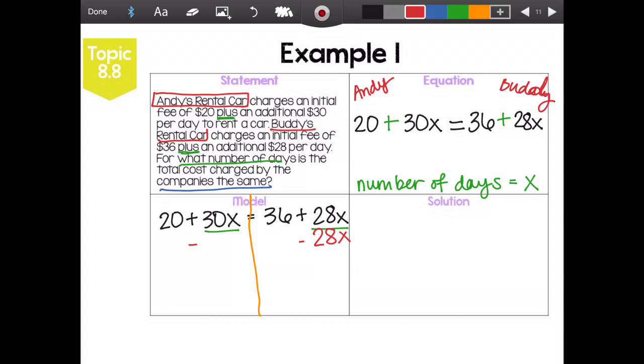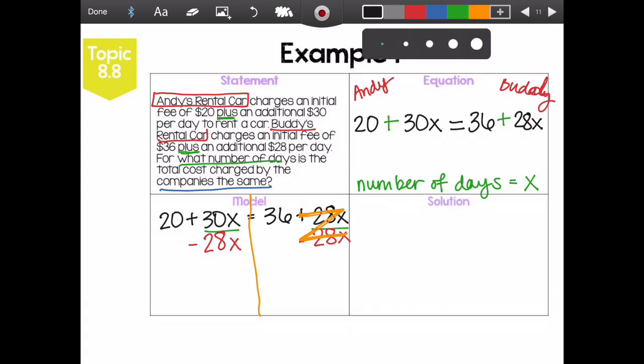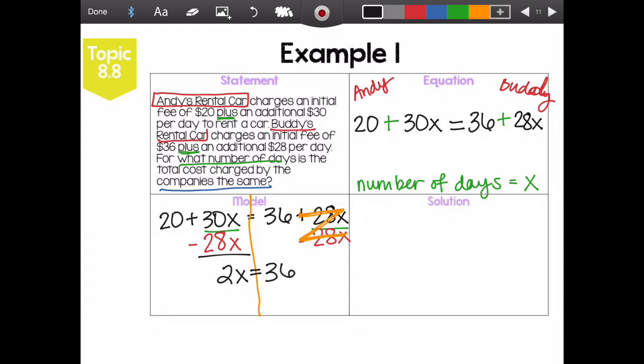So here, if I do that to the right, I also have to do it to the left. Again, this becomes 0 pairs. That positive 28 and negative 28 cancel each other out, 0 pairs. And then 30 minus 28 is 2x. And then we want to bring down everything else that we did not touch. So that means the 36 on the right plus the 20 on the left.